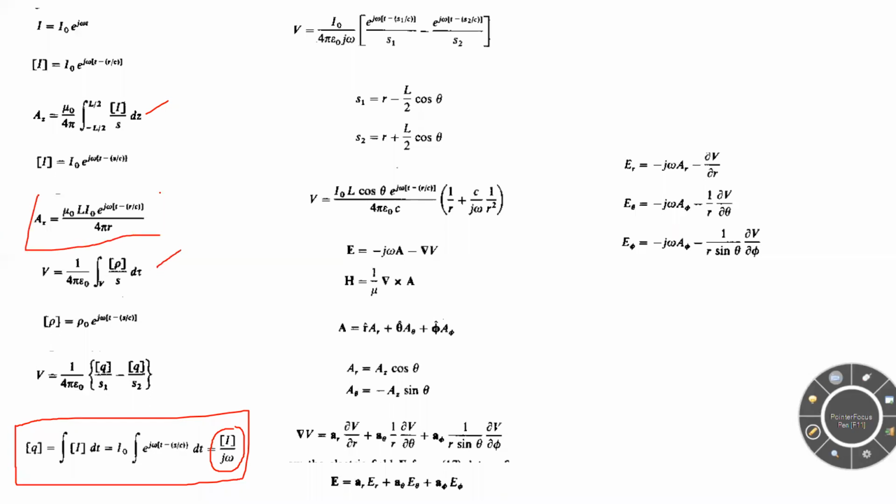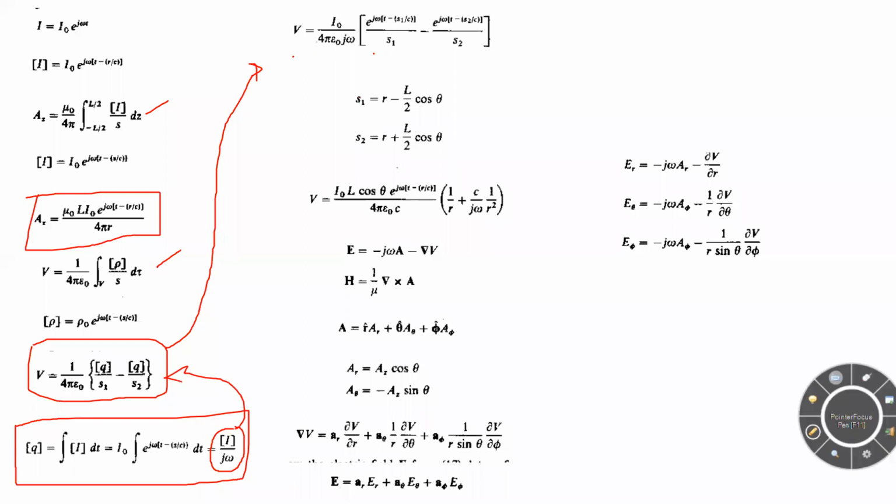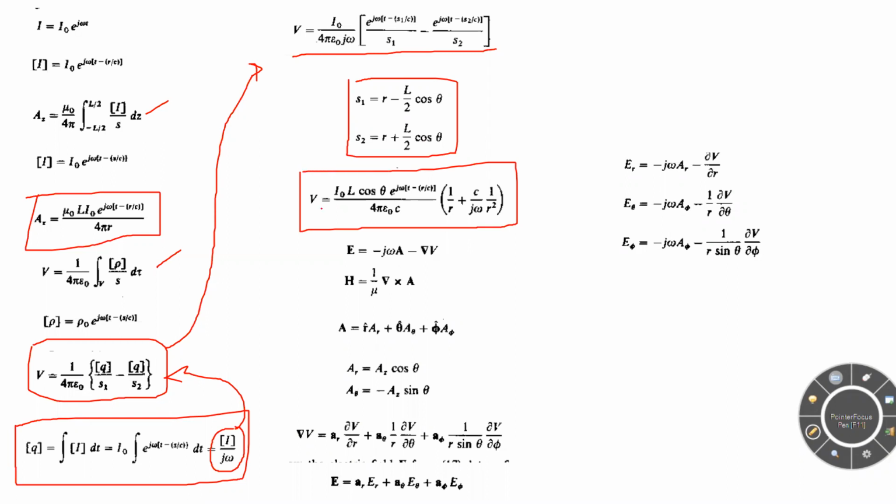So we end up with these two parameters. When we further simplify and substitute this in this equation, we obtain V in this form. Observing that S1 is R minus L by 2 cos theta and S2 is R plus L by 2 cos theta, the overall scalar retarded potential is given by I naught into L cos theta e raised to j omega t minus R by C, divided by 4 pi epsilon naught into C, where C is the speed of light.